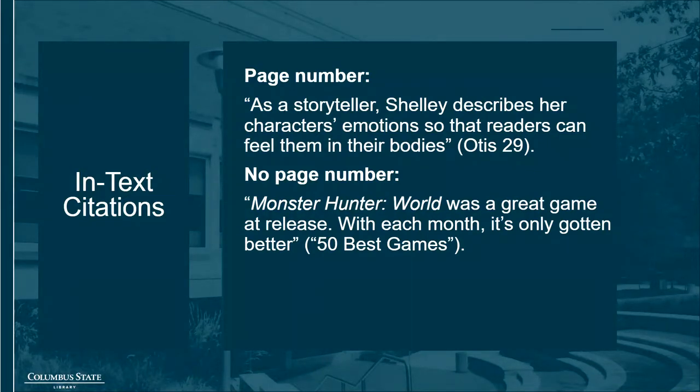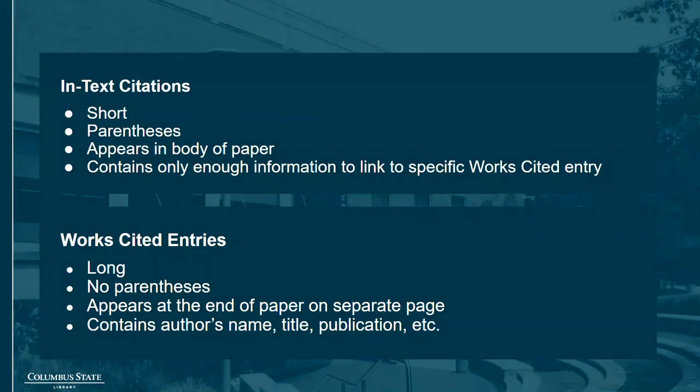An in-text citation is different from a works cited entry. The in-text citation is short and appears in parentheses in the body of your paper, and the works cited entry is longer and appears on the works cited page at the end of the paper. The in-text citation is short and contains only the necessary information to link to the full works cited entry. The works cited entry is longer and contains the author's name, publishing company, and other identifying information. It appears on a separate page at the end of the paper.